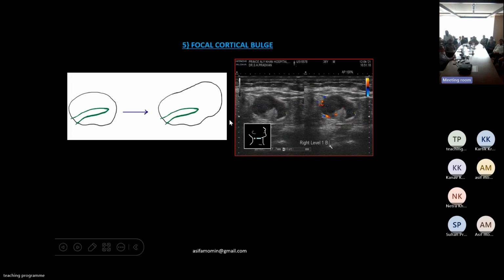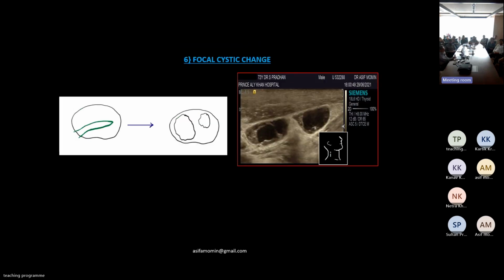Now, focal cortical bulge, we discussed this. When the hilus and the cortex are symmetrical around the hilus, that's normal. When one side becomes abnormal, especially in cases of CA breast, we tend to see this as an abnormal thing. And this is when we pick up a node being abnormal, and we tend to do FNA. If FNA is to be done, it should be done from this focal cortical bulge, which allows us a diagnosis here.